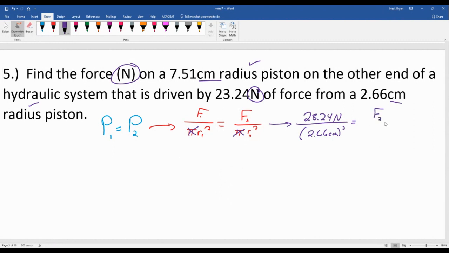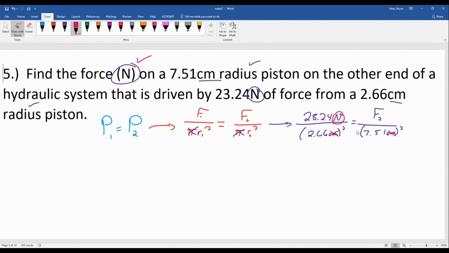Then I don't know the force at the other end of the system, so let's call that F2 for now. But I do know the radius that corresponds to it, 7.51 centimeters. Again, squared because of our formula. So we can see corresponding units, centimeters and centimeters, would get squared and then cancel each other eventually. And then newtons are left over, so that means we're getting what we want there. And we need to work this down.